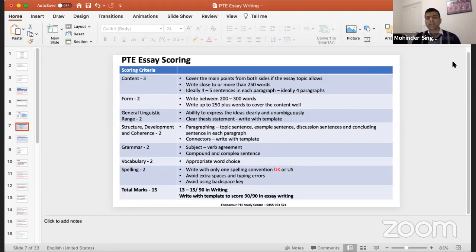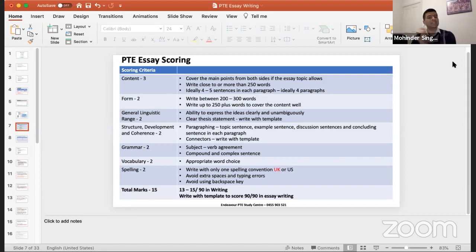Then general linguistic range means the ability to express your ideas clearly and unambiguously. So, a clear thesis statement. If you write with the template, you can grab all those general linguistic range marks. Now, structure, development, and coherence, very important. That means your essay should be paragraphed. Paragraphs should be well managed. Within the paragraph, you should have a definite topic sentence, an example sentence, two discussion sentences, and a concluding sentence, right?